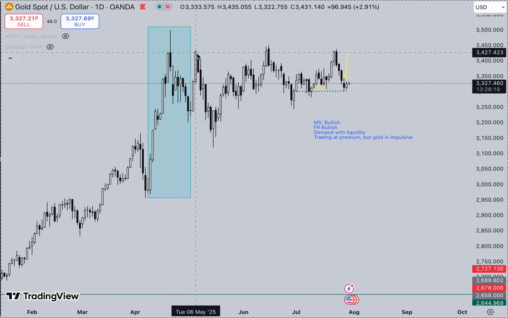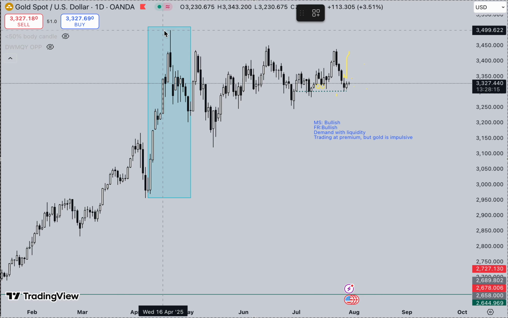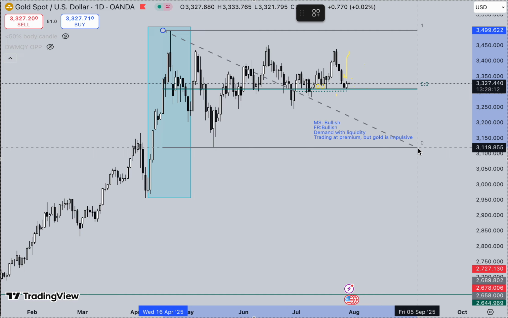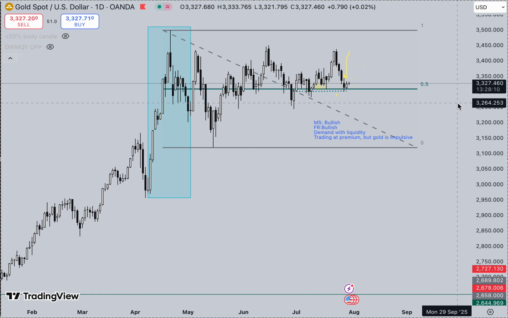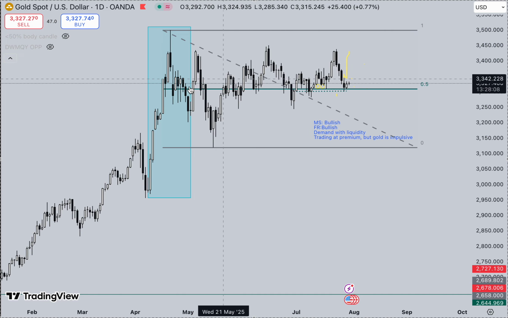Take it from here to here. It's just plain consolidation, right? Look at this. Just plain consolidation, and this 50% acting as support, right? Support.